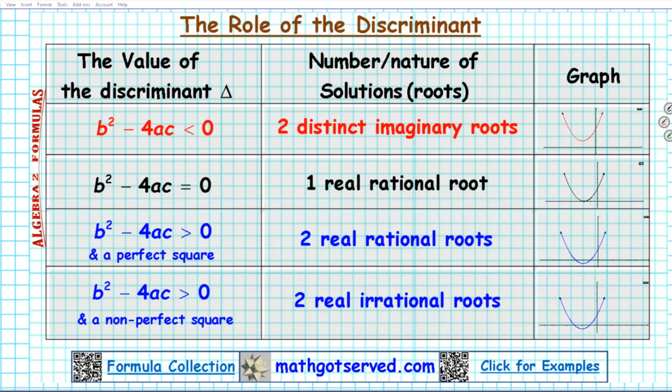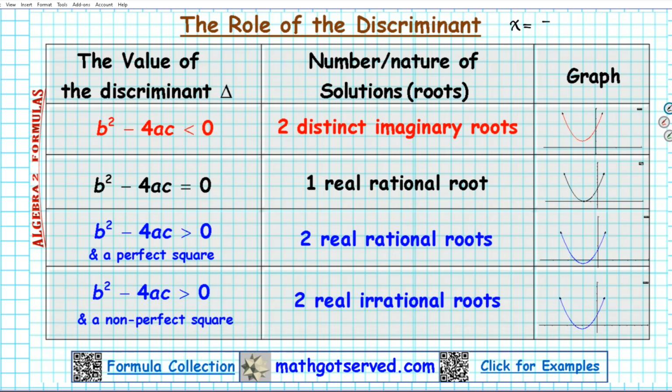Alright, so to get us started, we're going to take a look at this chart that shows us how we can use the discriminants to describe the nature of the roots and also to determine the number of the roots of a quadratic equation. Alright, so what is a discriminant? The discriminant is the expression b squared minus 4ac. It's a portion of the quadratic formula.